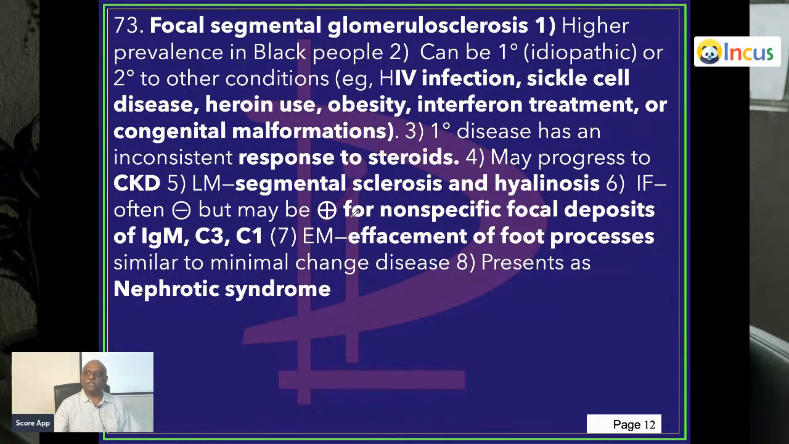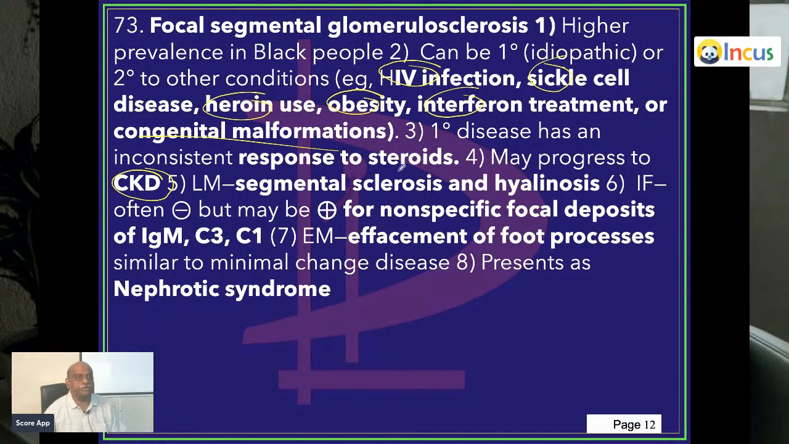Okay. So focal segmental glomerulosclerosis. It can be idiopathic or it can be secondary. The five causes for secondary, say them quickly. Focal segmental glomerulosclerosis is seen with HIV, sickle cell, heroin drug abuse, obesity, interferon treatment, and congenital malformations. Primary disease always responds well to steroids. And FSGS can proceed to chronic kidney disease.